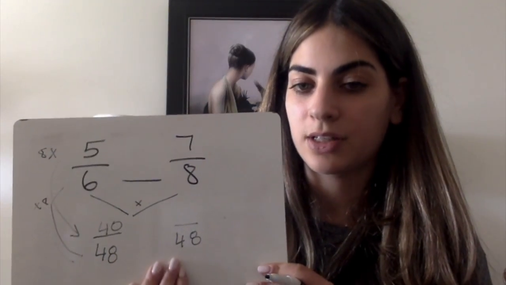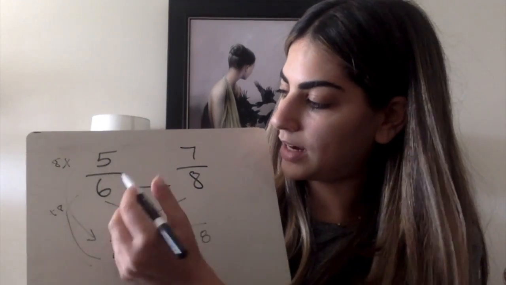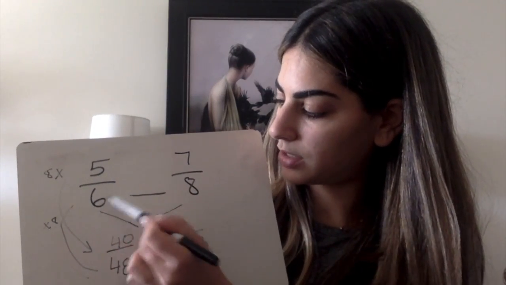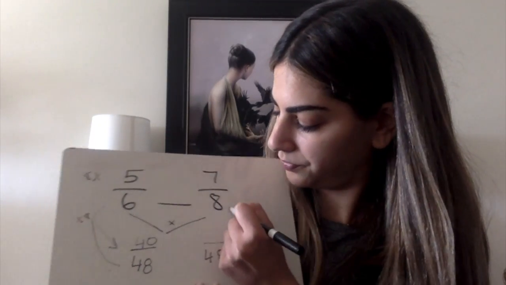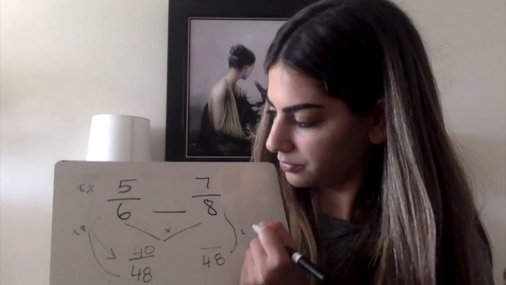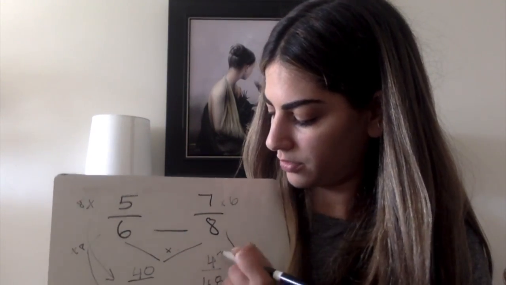Now let's do the same on the other side. How did I get from 8 to 48? I did 6 times 8. So if I do 6 times 8, then I need to do 6 times 7. Which gets me to 42.